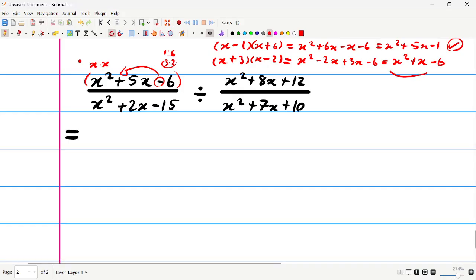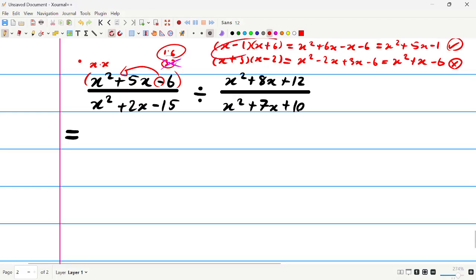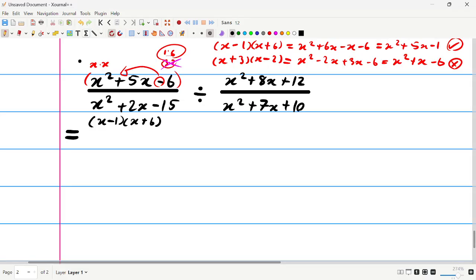Now my question, is this the same as this? No, it's not. So therefore we can say that this is not the method to go. We cannot use 3 and 2. Let me say that in a different color here. We cannot use 3 and 2. Therefore we have to use 1 and 6 as this one. So therefore we can write down here x minus 1 and then x plus 6, and then we can do our division sign. Okay, I apologize about that.